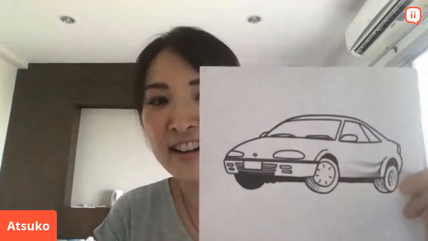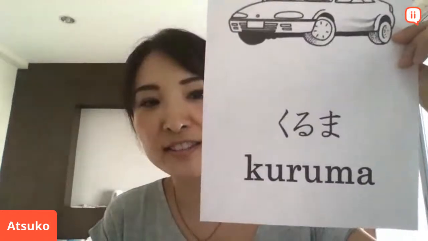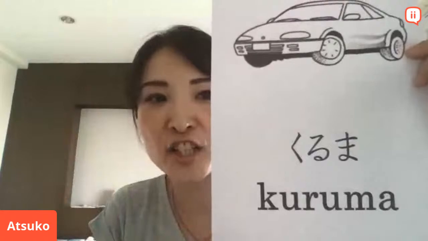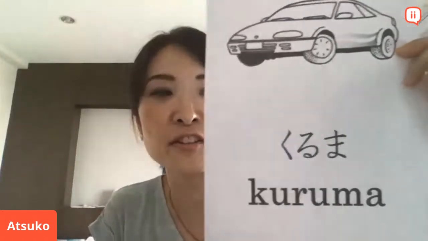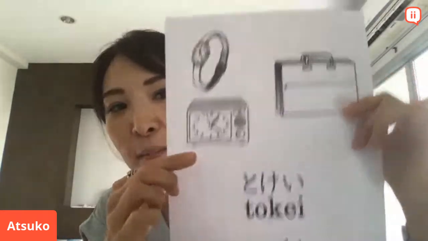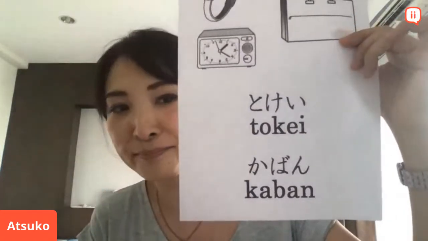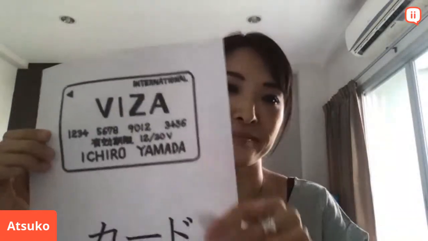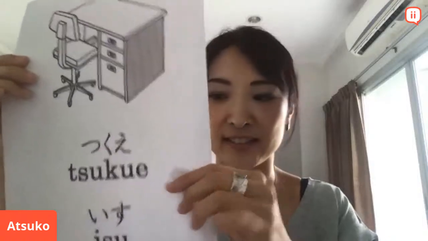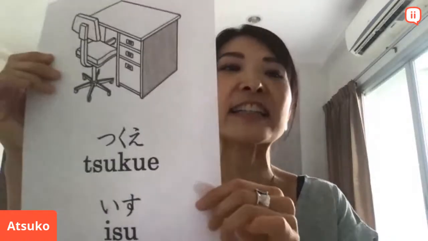Camera. Car. 車. When we use R in Japanese, it's pronounced like L in English. We don't have ra, re, ru in Japanese, so this is kuruma. Watch and clock. 時計. Bag. Card. Desk. 机. Chair. 椅子.